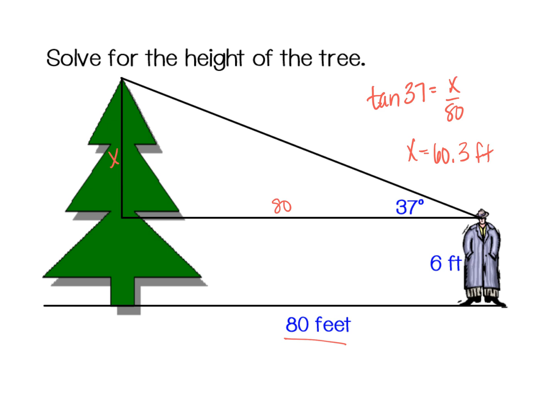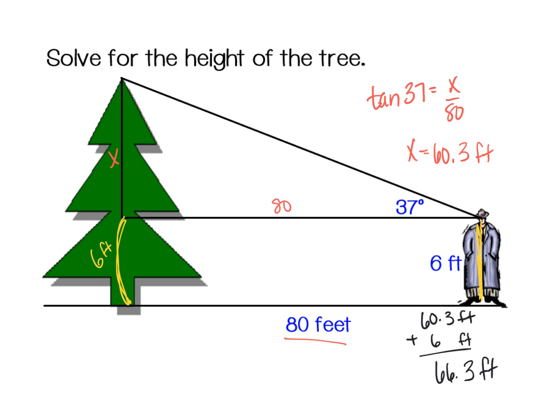Now the problem is x doesn't really represent the entire tree, right? We also have this distance here, which is equivalent to the shady dude's height. So we know this is 6 feet. So what I really have to do is take the original height of x, which was 60.3 feet, and add in 6 feet because that's the horizon to the ground. And so I end up getting 66.3 feet for the height of the tree. So that's one version of a story problem.